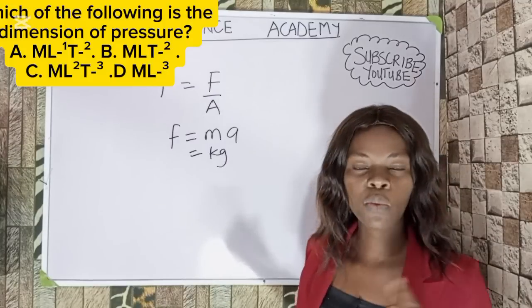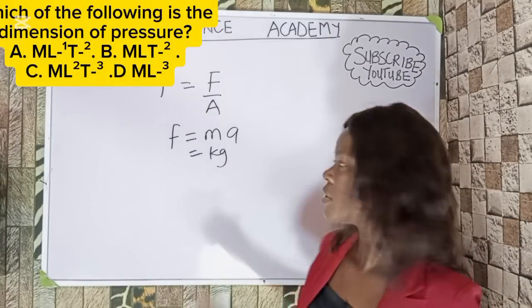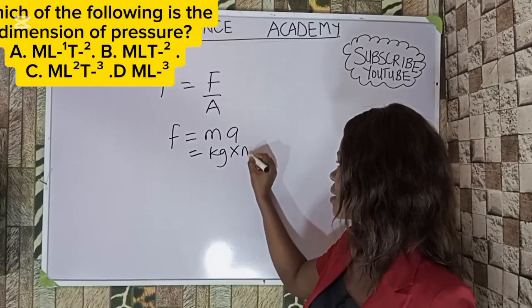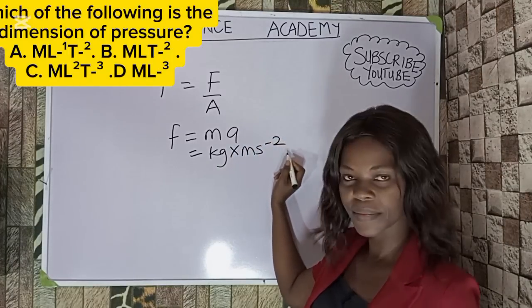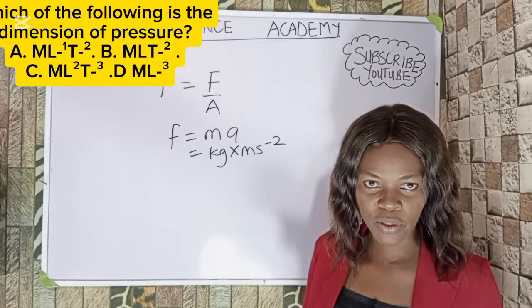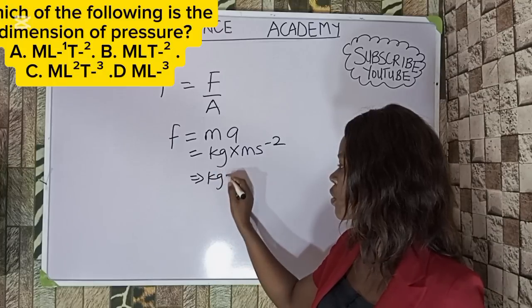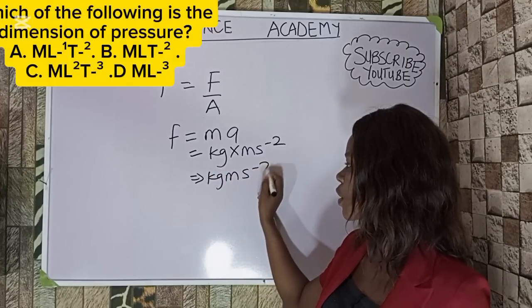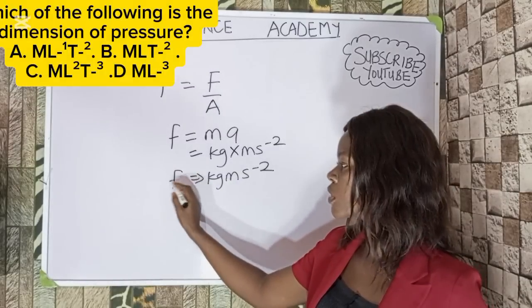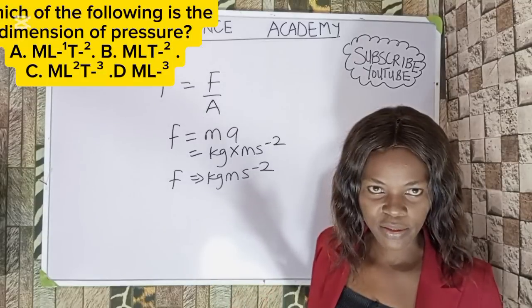Now, what is the unit of acceleration? That is meter per second square. So I will now say multiply by meter per second square. Is that clear? Now, looking at it, you're just going to multiply it, saying that the unit of force is kilogram meters per second square. This is the unit for what? Force.